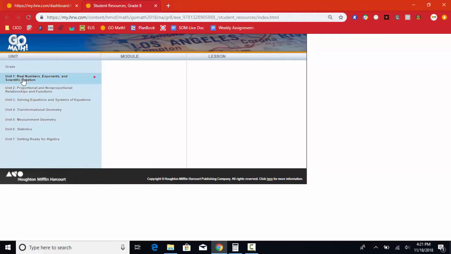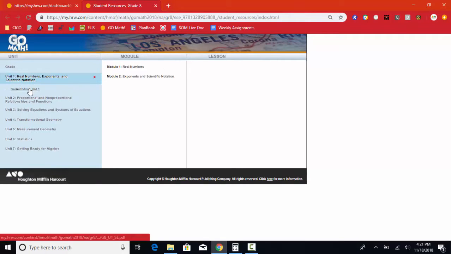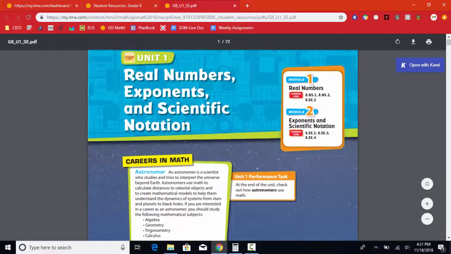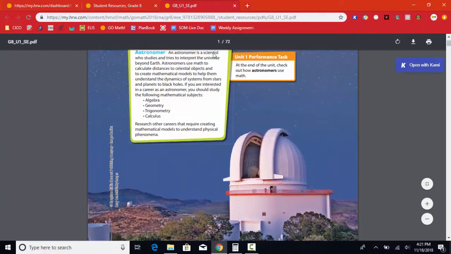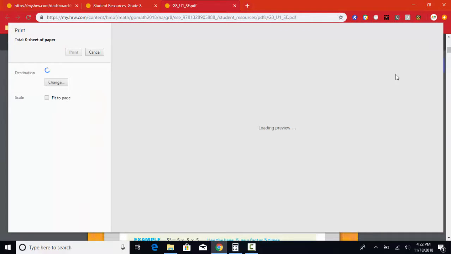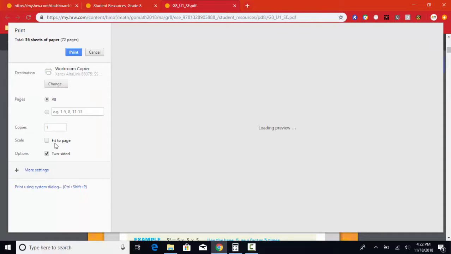Now if we go into Unit 1, we have the student edition. Here's where you can print stuff off if you forget your book or lose your book, or you need to print off extra pages so that you have the homework. If we do work in the book, you have it right here. You can see Unit 1 is 72 pages, and you just hit print, and it will print that section.